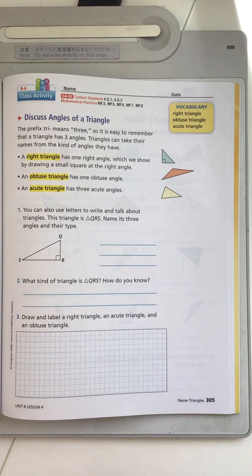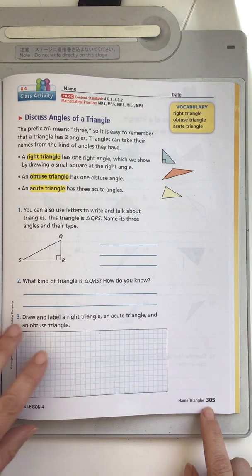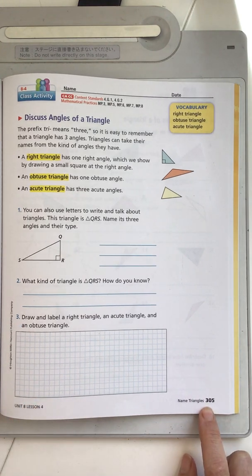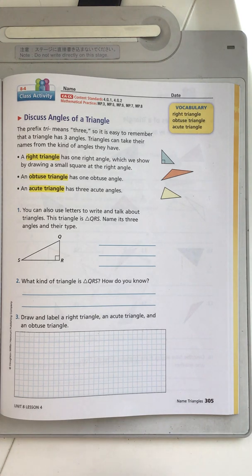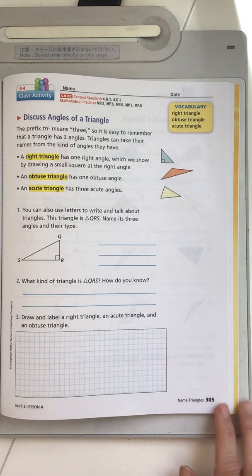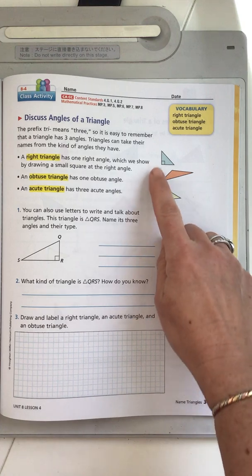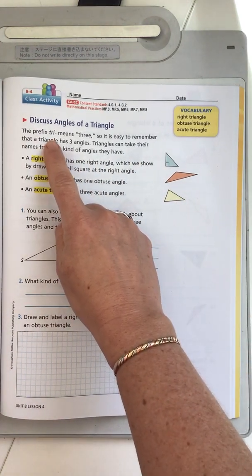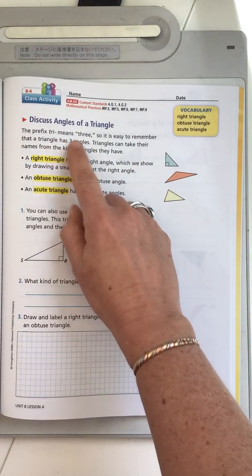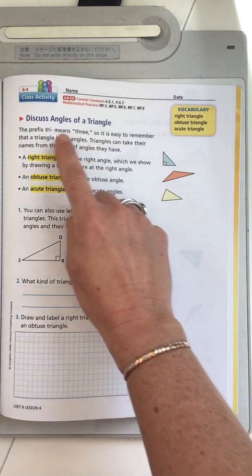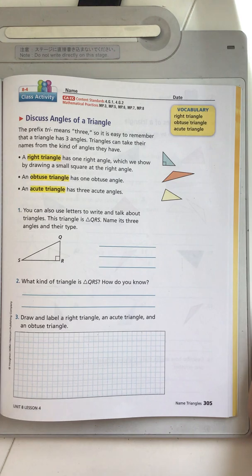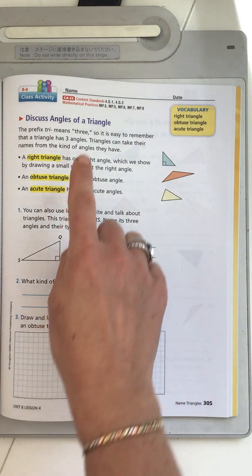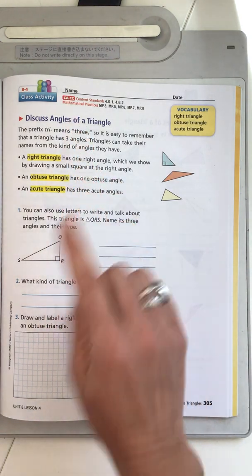Okay, we're going to skip ahead to lesson 8-4 on page 305 today. So we're going to go on to triangles, which we just put in our geometry books this week. So let's talk a little bit about triangles just to review. We've got a prefix here, which you are familiar with. Tri means three. So it's easy to remember that a triangle has three angles and also three sides. Okay, but we can talk about the angles first.